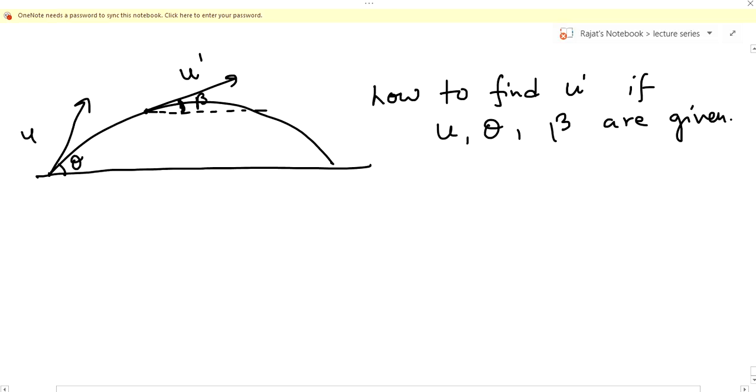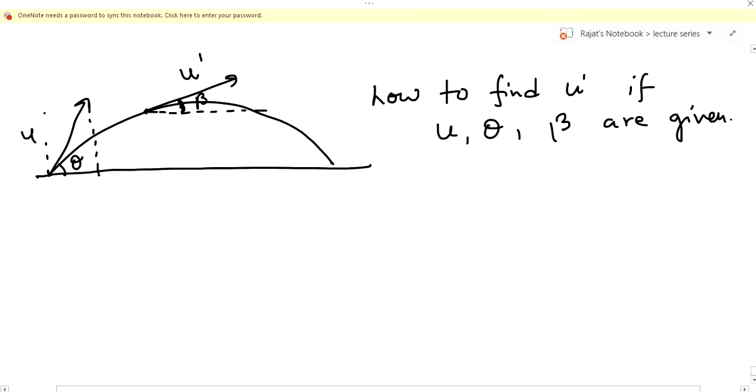Suppose the question is that I threw a ball with 30 meters per second at an angle of 30 degrees or 60 degrees. What will be the velocity of the projectile when the angle is 30 degrees? How will you find it? There is a long way and there is a short way. The long way is that you find the vertical component. The vertical component is u sine theta, and here the vertical component is u dash sine beta, and then you relate them using the kinematics equation. This is going to be very long. What is the easier way?